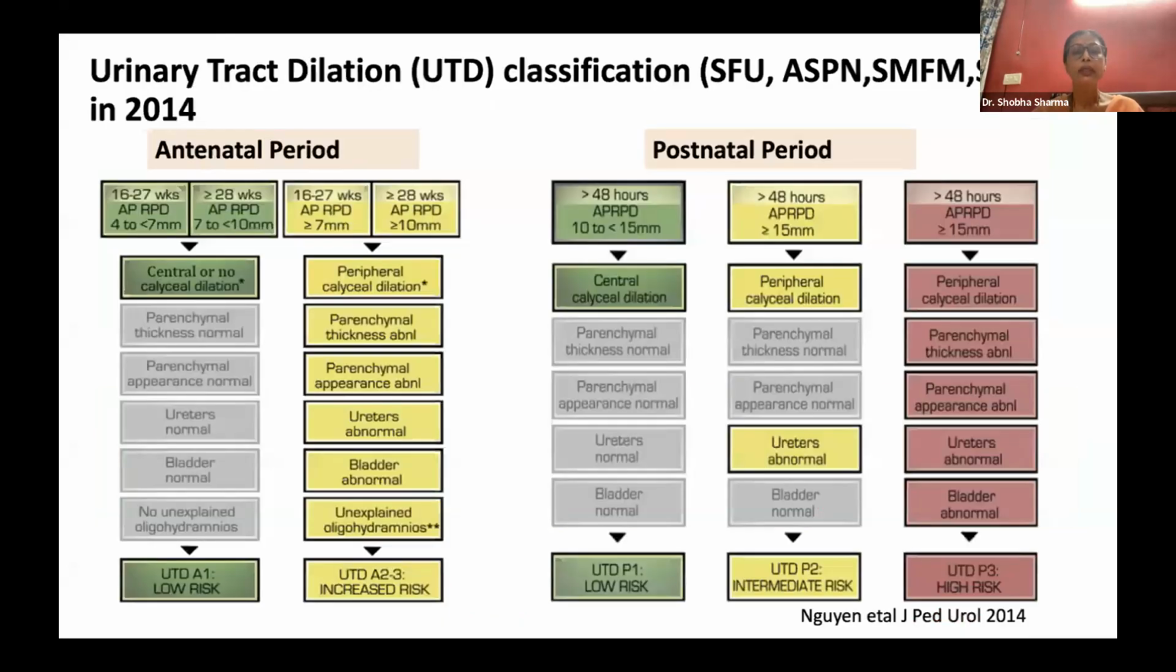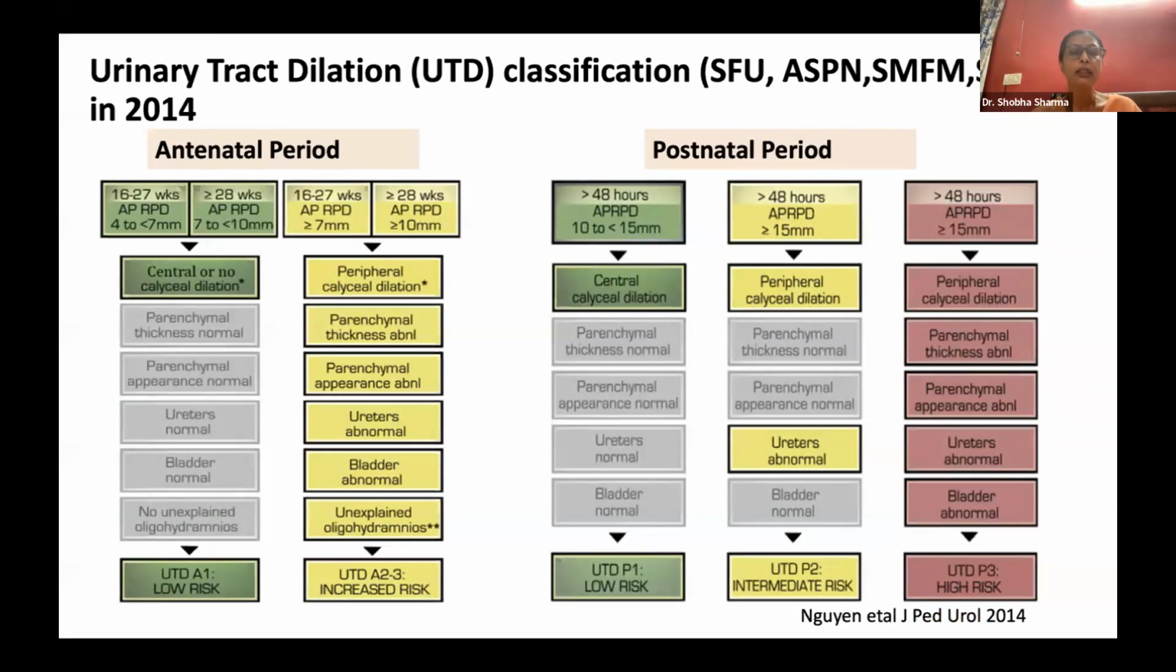So the most recent among that has come up from 8 societies, including the Society of Fetal Urology and the American Society of Pediatric Nephrology, with many other societies. They came up with a unified grading system in which they clubbed the previously widely used APD as well as the SFU system, and presented a classification separately for the antenatal as well as the postnatal period.